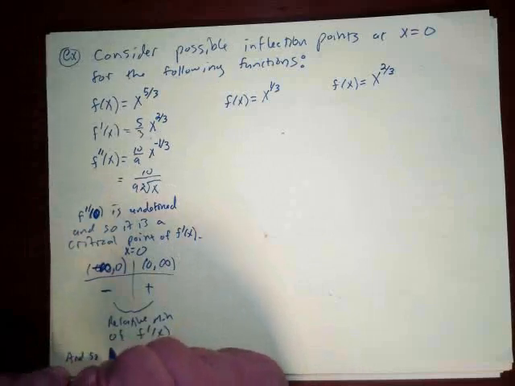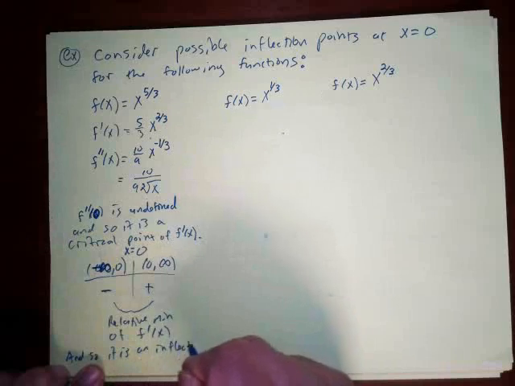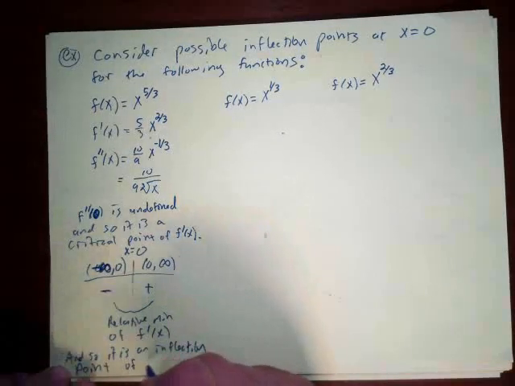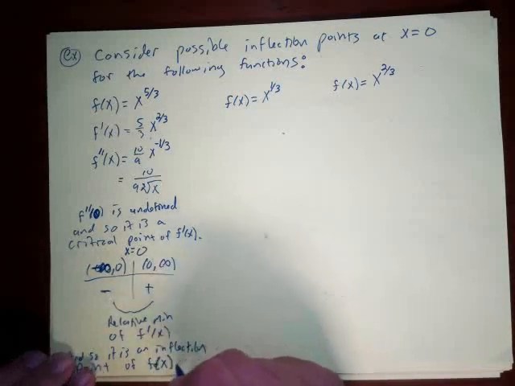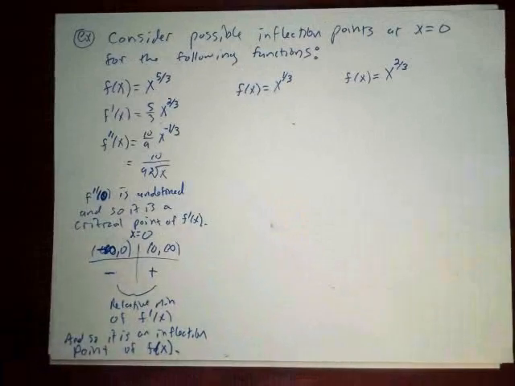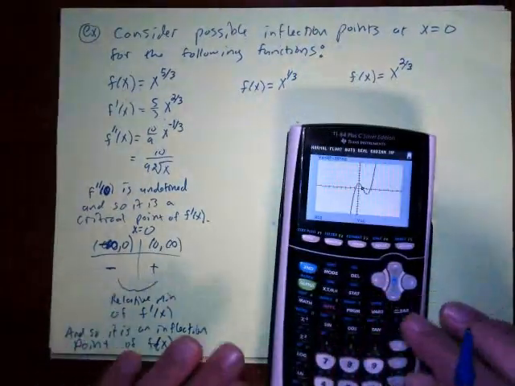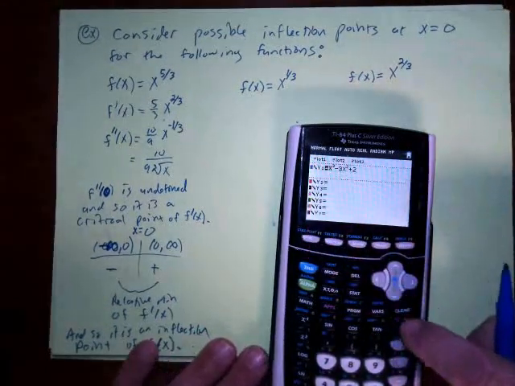And so it is an inflection point of f of x. Ooh. Okay, so that's the idea. And so basically then the graph will change concavity at that point. And so let's graph this and see.